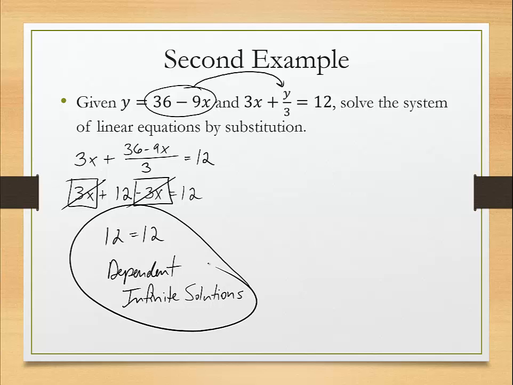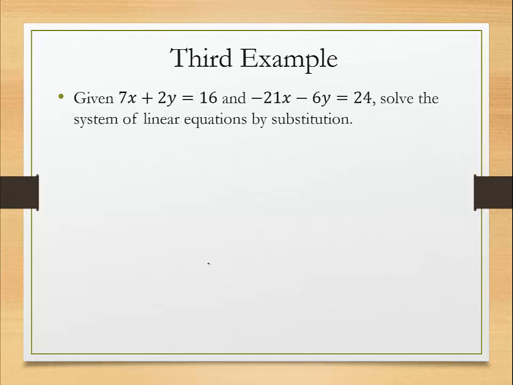Okay, now, last example, our third example, given 7x plus 2y equals 16 and negative 21x minus 6y equals 24, solve the system of linear equations by substitution. Now, this is a higher level question. No matter which variable we solve for first, we're always going to get a fraction. And we don't want fractions. Fractions make it more complicated than it should be.